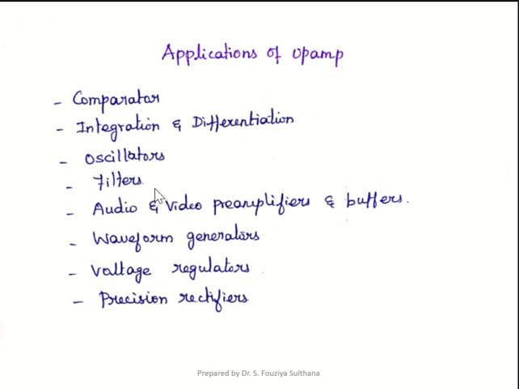Op-amps are used in active filters, and they are used in audio and video preamplifiers and buffers. They are used in waveform generators and voltage regulators. They are used in precision rectifiers, which rectify even the smallest input signals. These are some important applications of operational amplifiers.